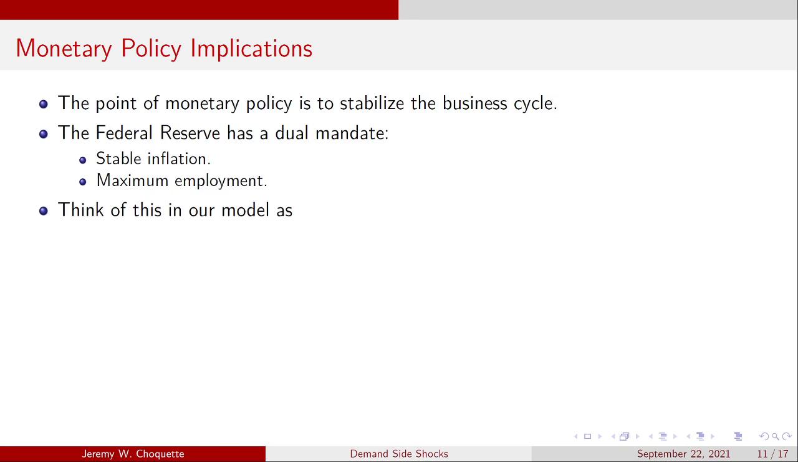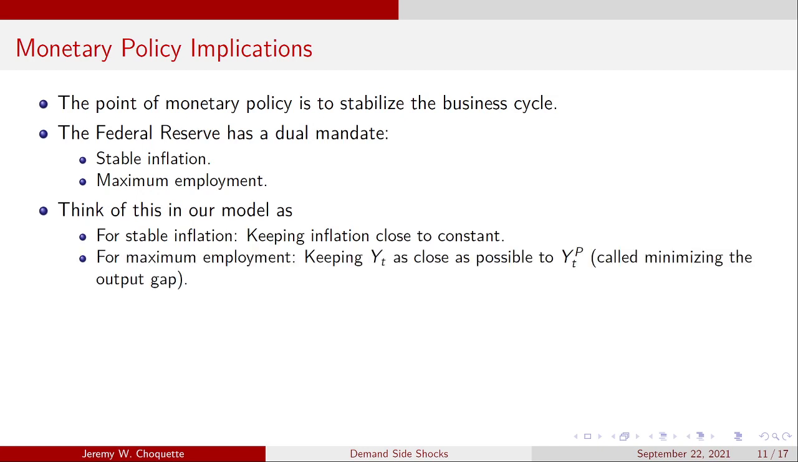Now, we don't really have labor markets in our model. Instead, what we have is just output. So in our model, we're going to think of it as stable inflation, trying to keep inflation close to a constant. And for maximum employment, well, we don't really have employment, but when you think about it, what does maximum employment mean for output? Output is a function of capital and labor. So if labor is really high because unemployment is really low, then output is also going to be really high. Think of it as two sides of the same coin, so to speak.